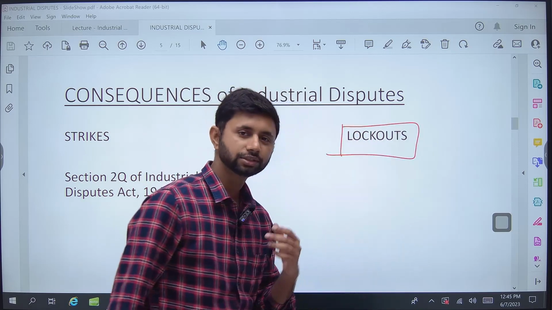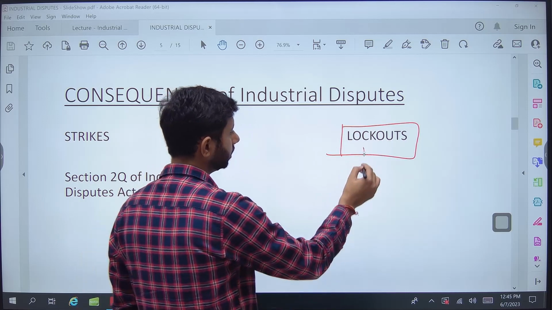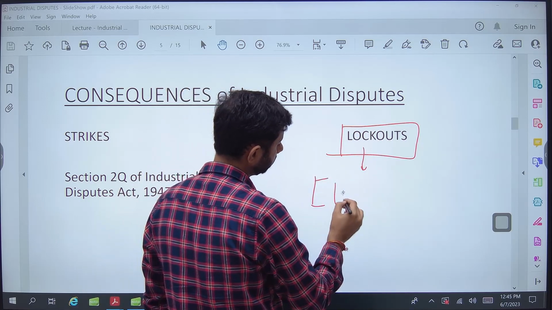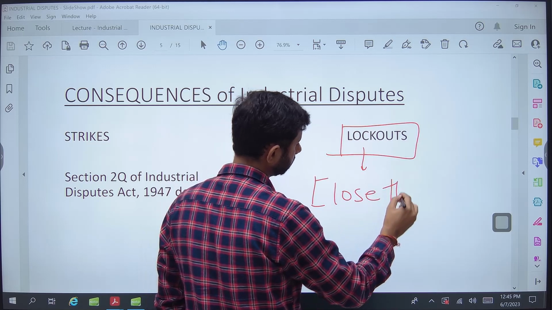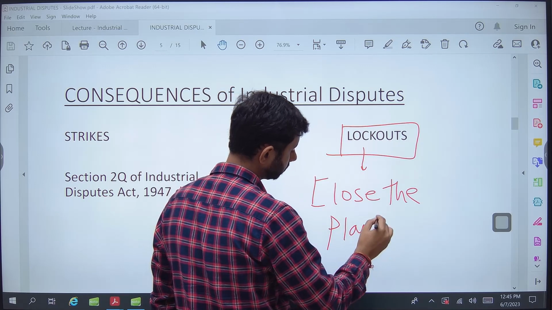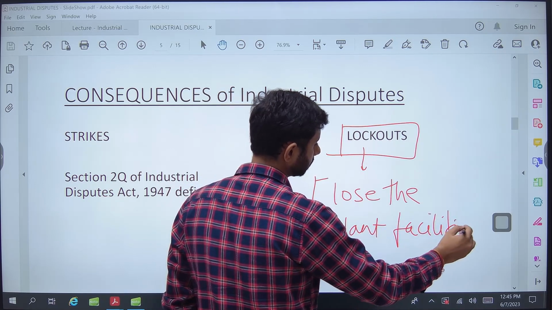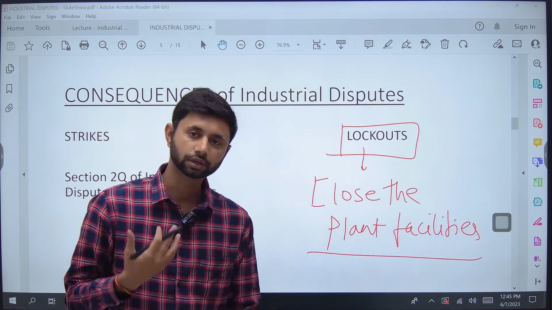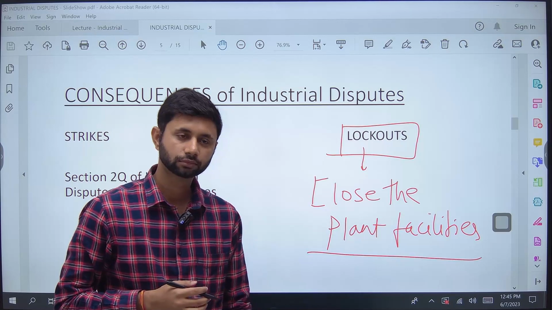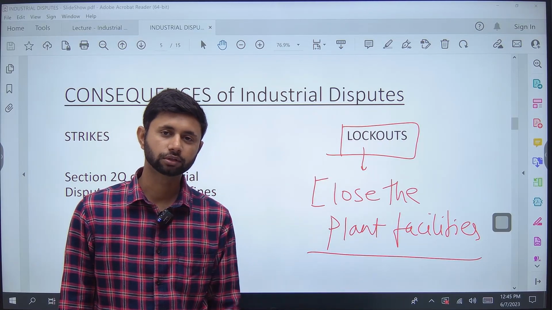Lockout is an initiative from the management's end. In a lockout, they close the plant facilities until the workers agree upon their conditions. What do you think the management gains from this lockout?